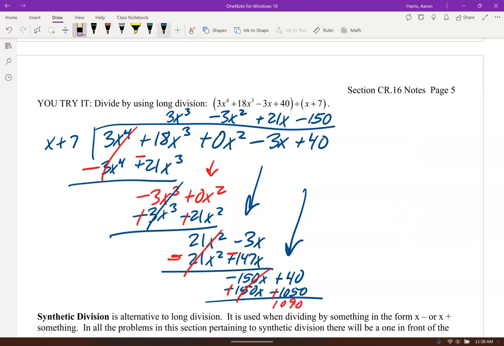So our answer is the quotient plus the remainder over the divisor.